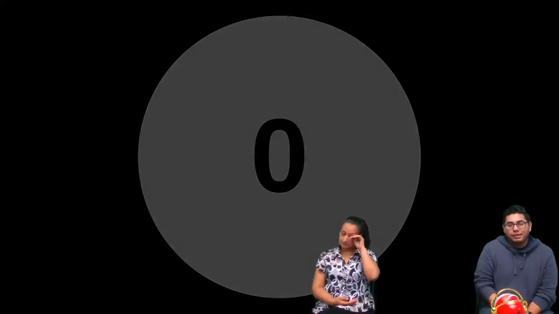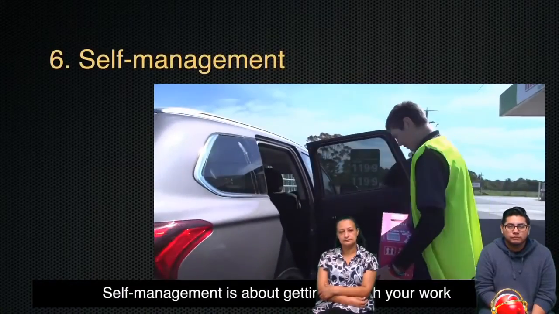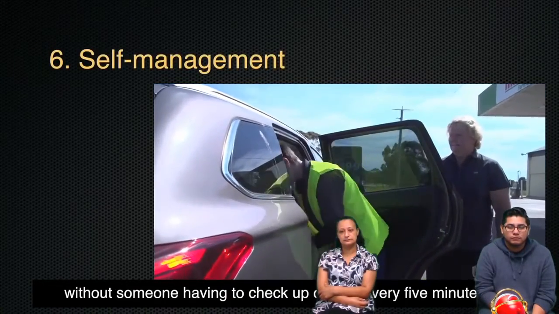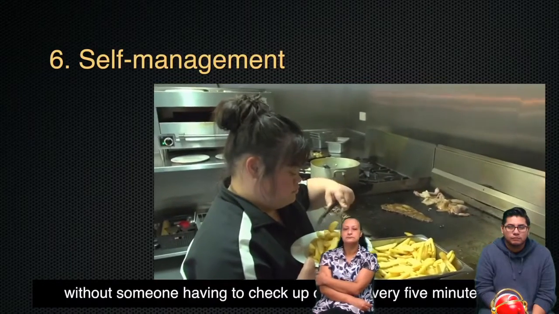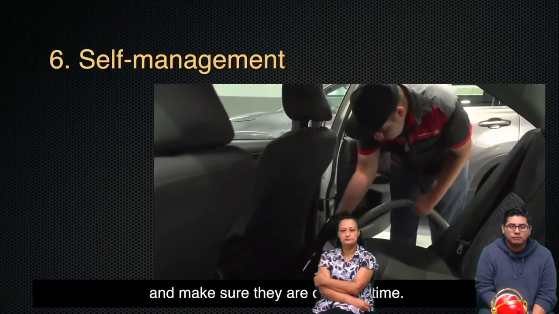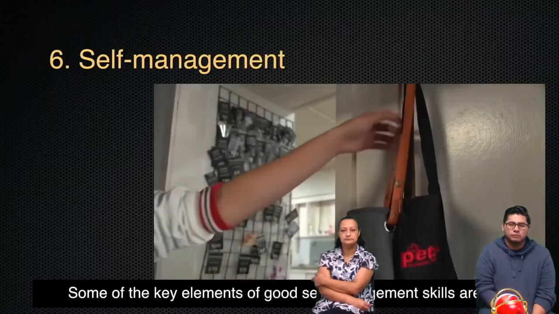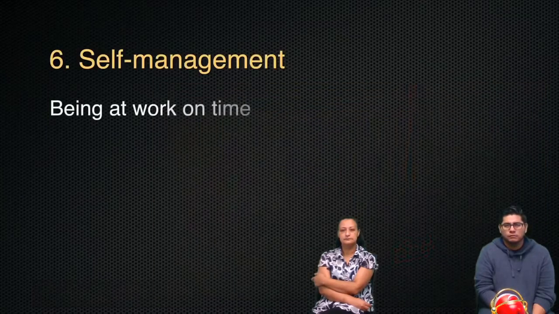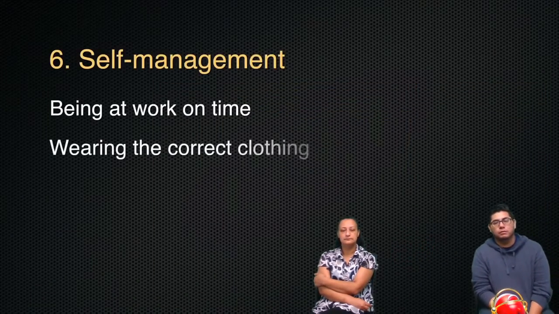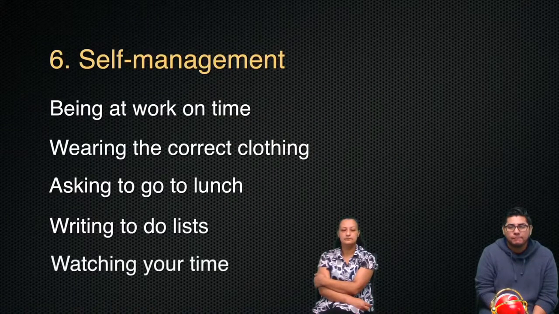Now is part 6 of employment training. Self-management. Self-management is about getting on with your work without someone having to check up on you every 5 minutes. You should also be able to stay on top of your own tasks and make sure they are done on time. Some of the key elements of good self-management skills are being at work on time, wearing the correct clothing, asking to go to lunch, writing to-do lists, watching your time.